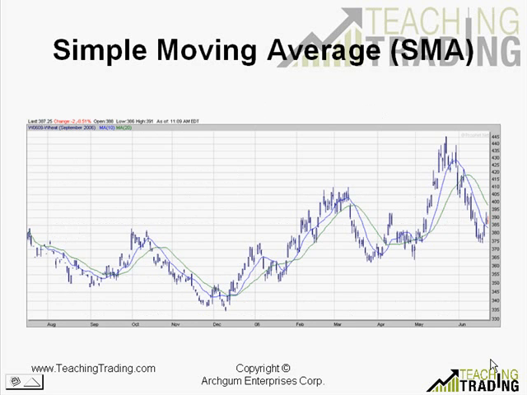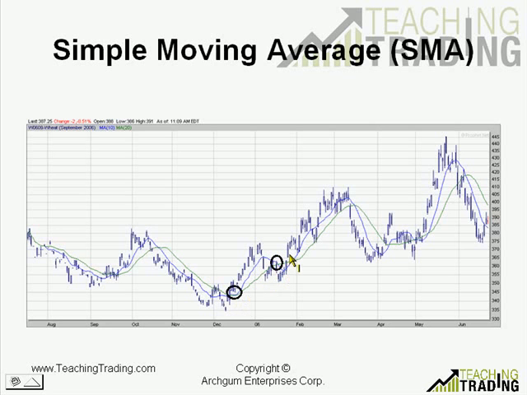So we can use the simple moving average to give us entry and exit alerts. So here we have the blue line representing the 10-day simple moving average, and the green line, which is representing the 20-day simple moving average. So all you have to do is look for the averages to cross. So here we have the blue line crossing above the green line, giving us a buy signal. Here we have the blue line crossing underneath the green line, giving us a sell signal.